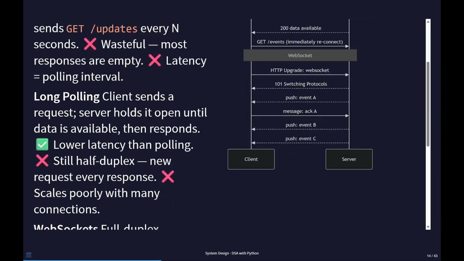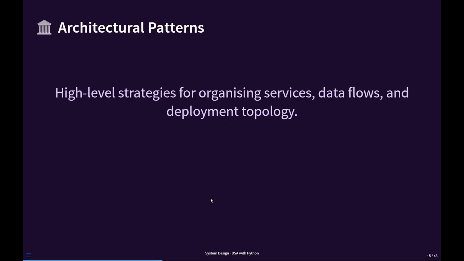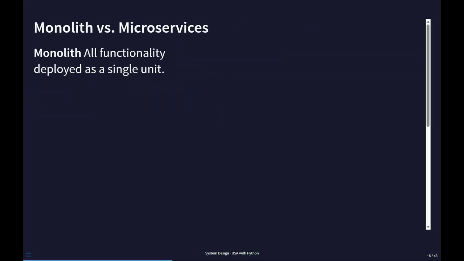Next. Now let us zoom out to architectural patterns, the high-level strategies for how you organize services, data flows, and your overall system topology. One of the most debated topics in modern software architecture. Should you build a monolith or microservices? A monolith packages all functionality into a single deployable unit. User accounts, orders, payments, inventory, all in one codebase, one deployment, one database.